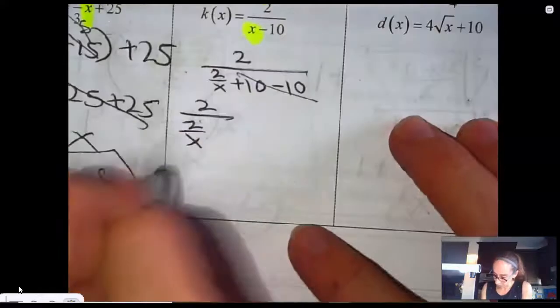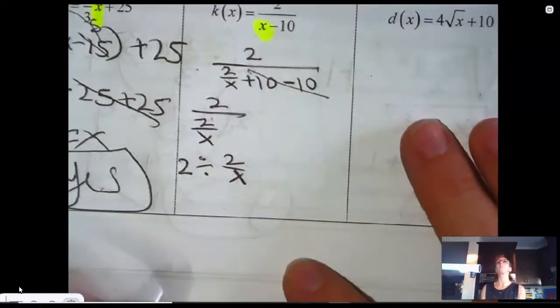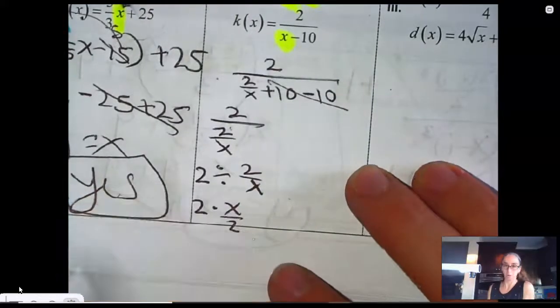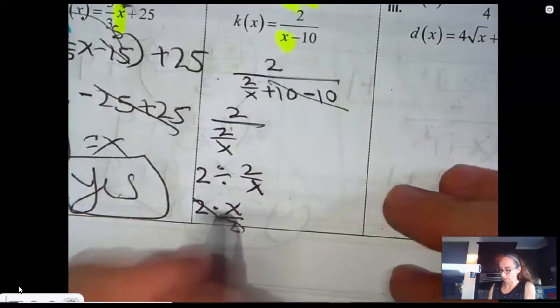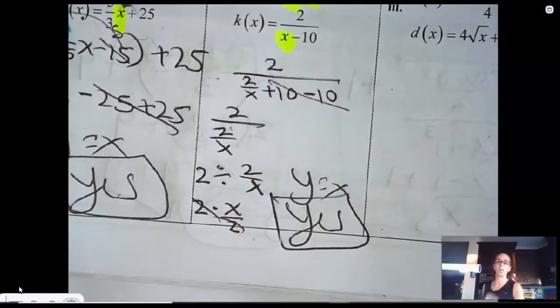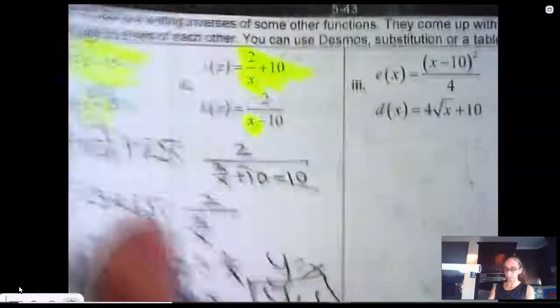Well, this means 2 divided by 2 over x. Well, remember when you're dividing, it really means you multiply by the reciprocal. 2 on top, 2 on bottom. Y equals x. Yes, they are inverses of each other. If you're stuck on this, just text me, okay? All right, let's do the next one.